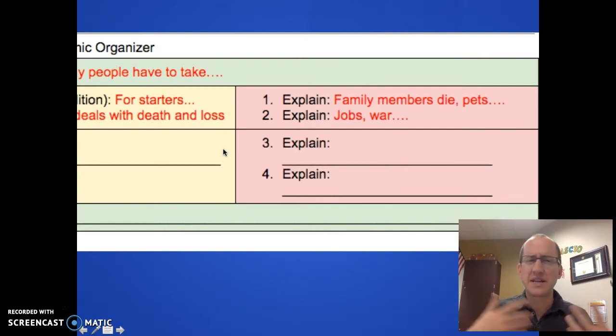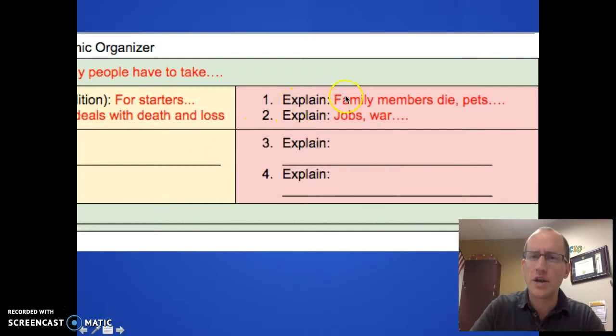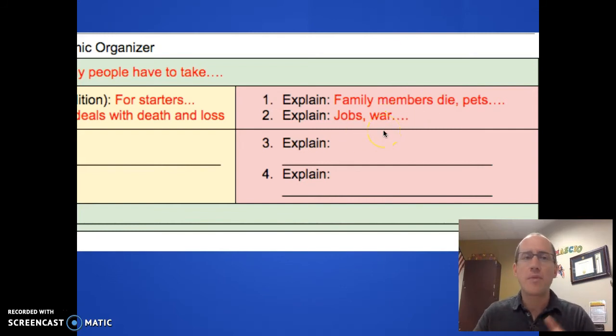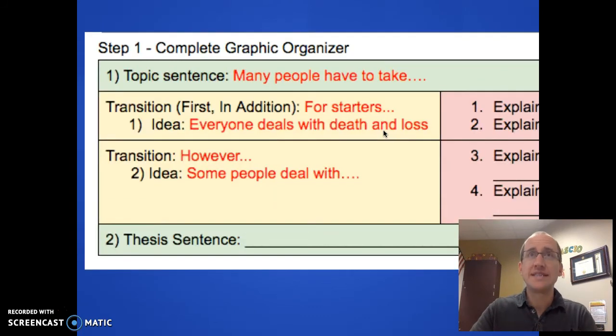Now that you've written your idea, let's go on to explaining our idea. As I'm talking about everybody dealing with death and loss, I'm going to go into it. I know that family members die, and pets. I'm kind of explaining. Also, people lose jobs or there's war. So now I'm stopping. I started to slow down in yellow, and now I'm in the red. I'm really digging into that fact that I mentioned, that everybody deals with loss. So now I'm saying, and this is how people deal with loss. Here are some examples. I'm explaining it. Go do that.